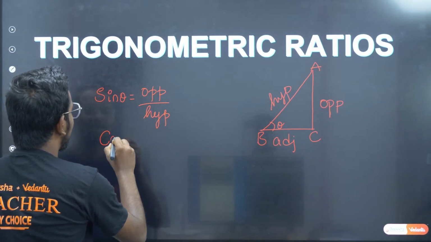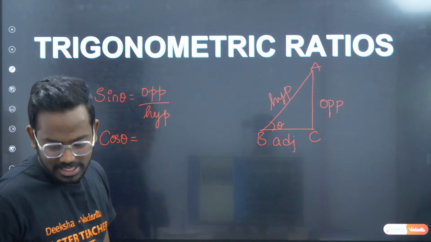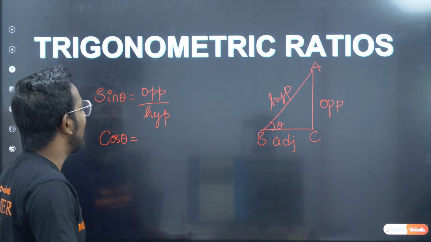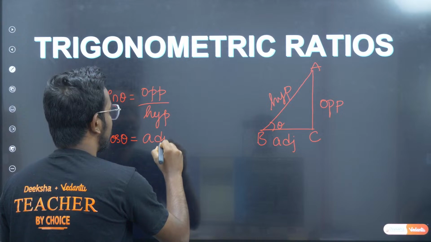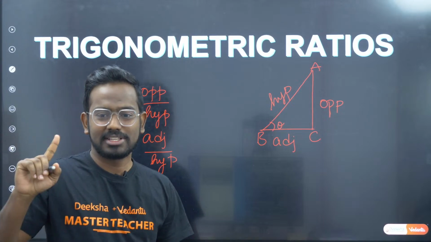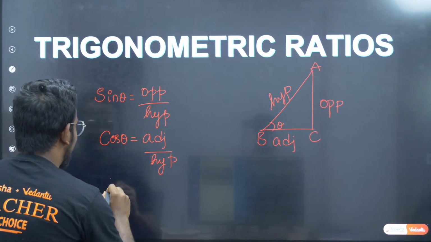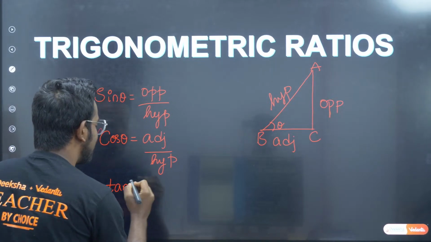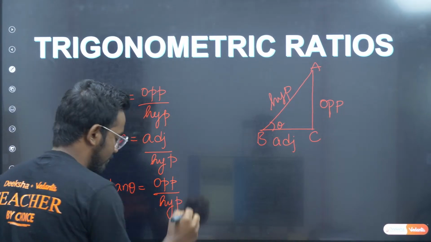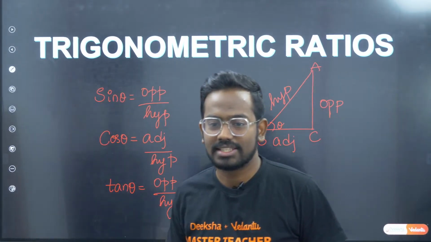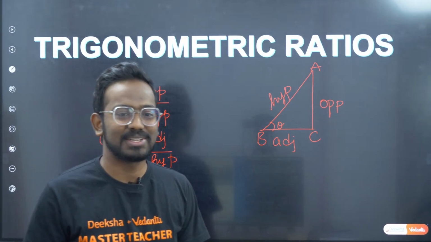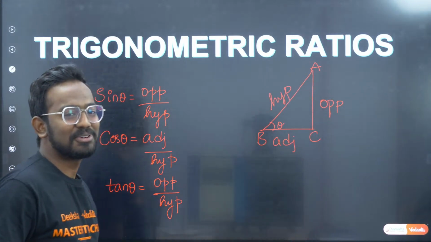Similarly, can anyone tell me in the chat box what is cos theta? Yes, cos theta is adjacent divided by hypotenuse. Super. So one more is left: tan theta. Tan theta is opposite by adjacent. Very simple. Deeps has mentioned cos theta is adjacent by hypotenuse. Well done, Deeps.